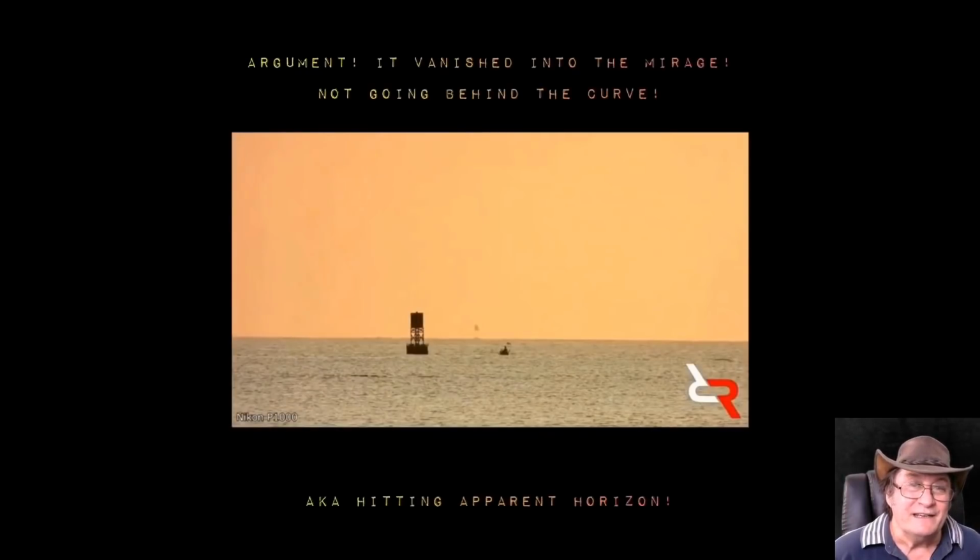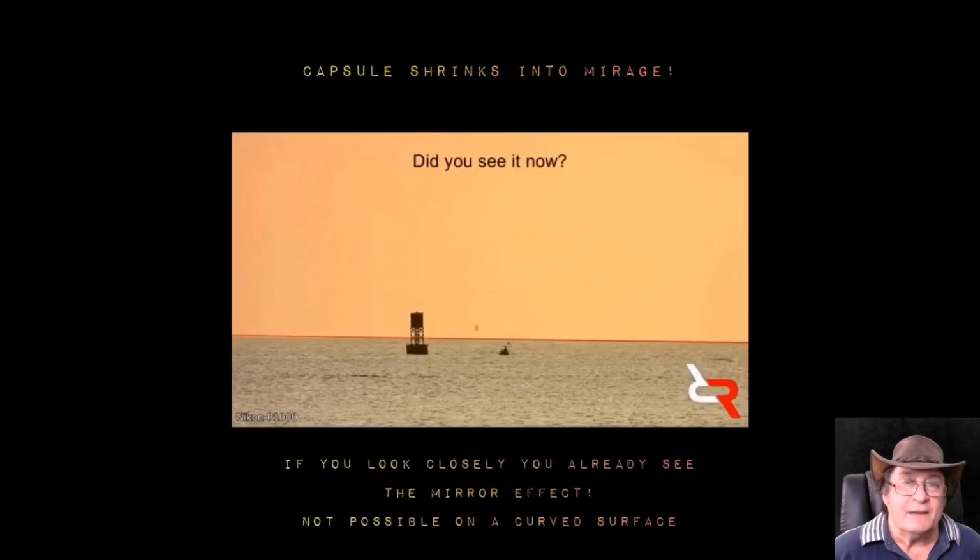So the argument is, it vanished into the mirage. Well, this is a silly argument, I've shown. How does that work? If things don't vanish into a mirage, what about the ship I showed that had not vanished into the mirage? And he says it is not going behind the curve. Well, that's a very poor argument. And I've already shown that even if you followed the path of the capsule and pretended that it hit near the apparent horizon, it actually would have hit in front. So the capsule shrinks into the mirage. Yeah. If you look closely, you already see the mirror effect.